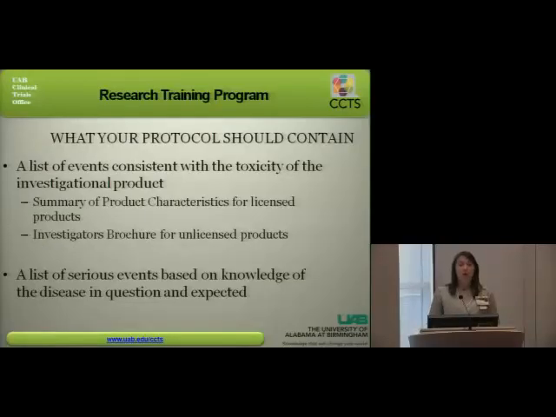Now, what your protocol should contain. It should contain a list of events consistent with the toxicity of the investigational product. There will be a summary of product characteristics for licensed products, and an investigator brochure for an unlicensed product. A list of serious events based on knowledge of the disease in question and expected will also be part of the protocol.